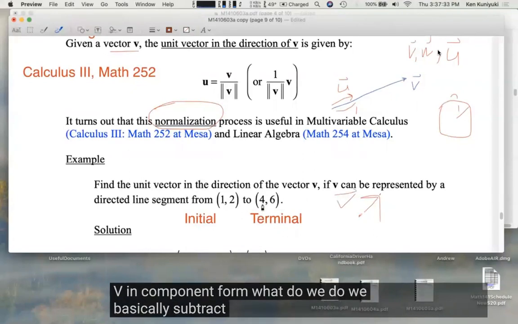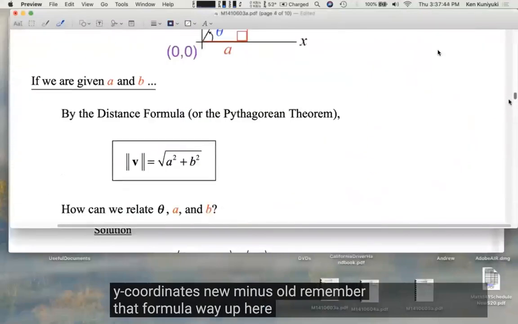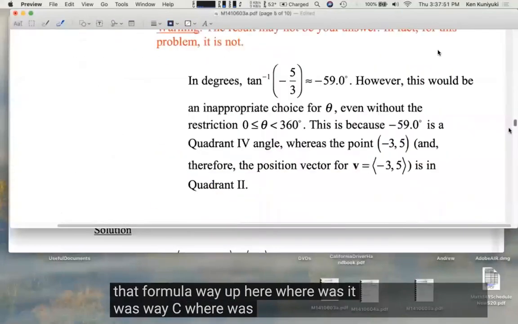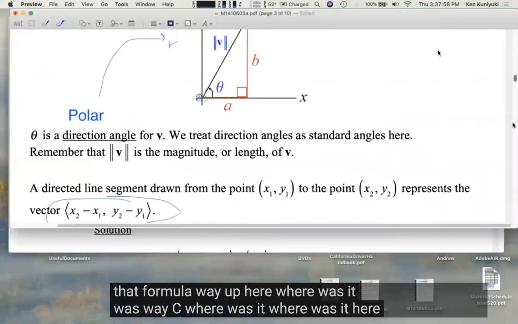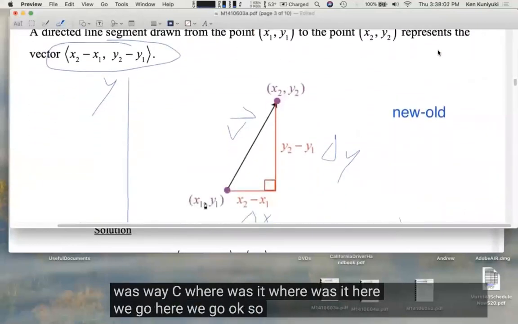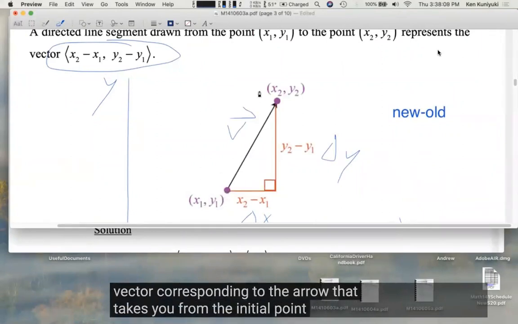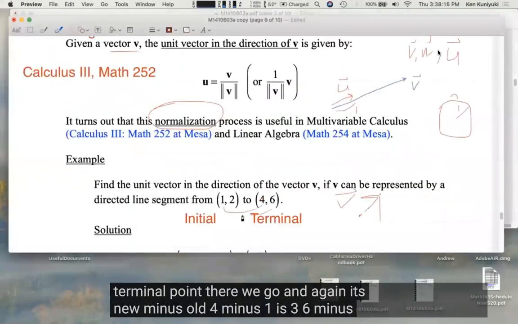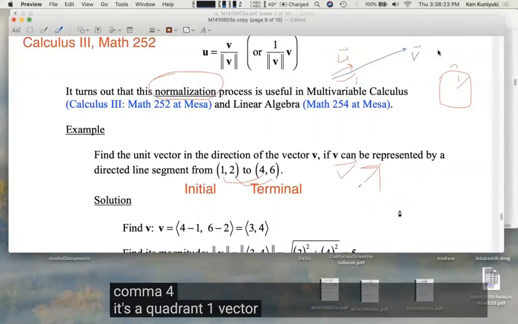When we consider this arrow, this representation, let's find the vector v in component form. We basically subtract the x coordinates, new minus old, and we subtract the y coordinates, new minus old. Remember that formula way up here. Here we go. You're given 2 points, find the component form of the vector corresponding to the arrow that takes you from the initial point to the terminal point. And again, it's new minus old. 4 minus 1 is 3, 6 minus 2 is 4. So the vector v is 3, 4. It's a quadrant 1 vector.